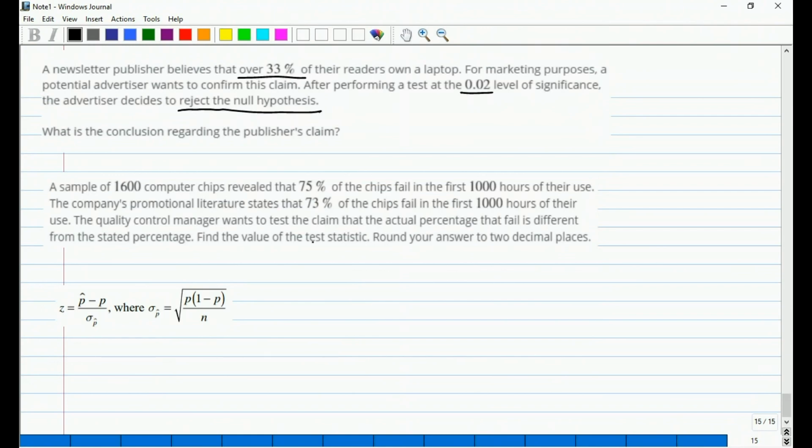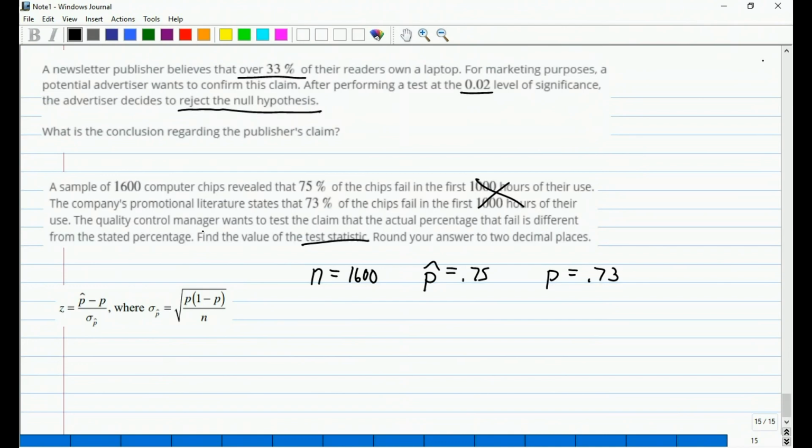So I'm just going to find the test statistic. We have a sample of 1,600 that revealed that 75% of the chips fail in the first 1,000 hours of use. Okay, so that would be from the sample, so that's p hat. The company's promotional literature states that 73% of the chips fail in the first 1,000 hours of their use. So P is 0.73. These numbers are there just to throw you off.